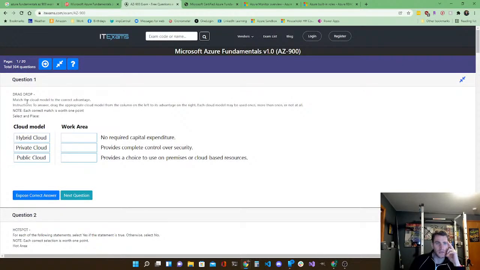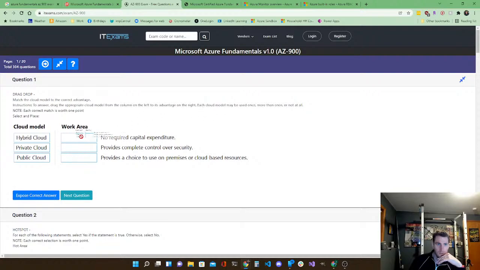Oh, drag and drop. Match the cloud model to the correct advantage. So that's just telling us how to do it. Okay, I see. So no required capital expenditure. That would be a public cloud. From the column on the left to the advantage on the right.